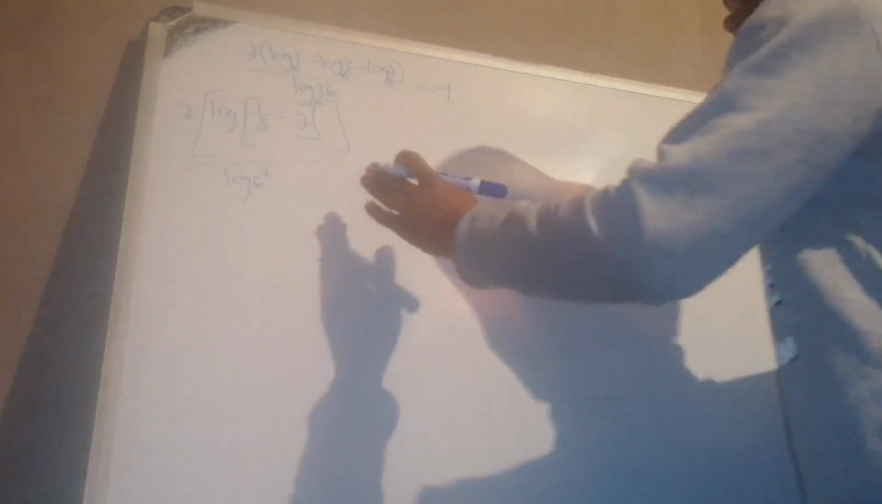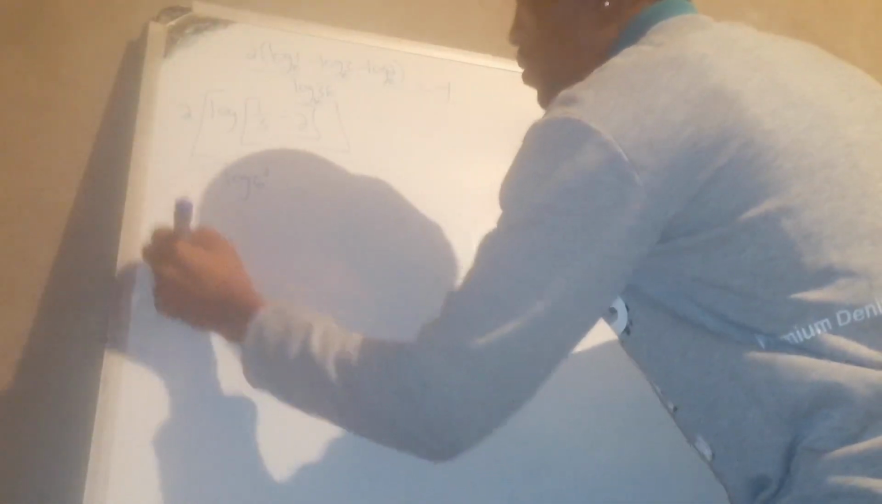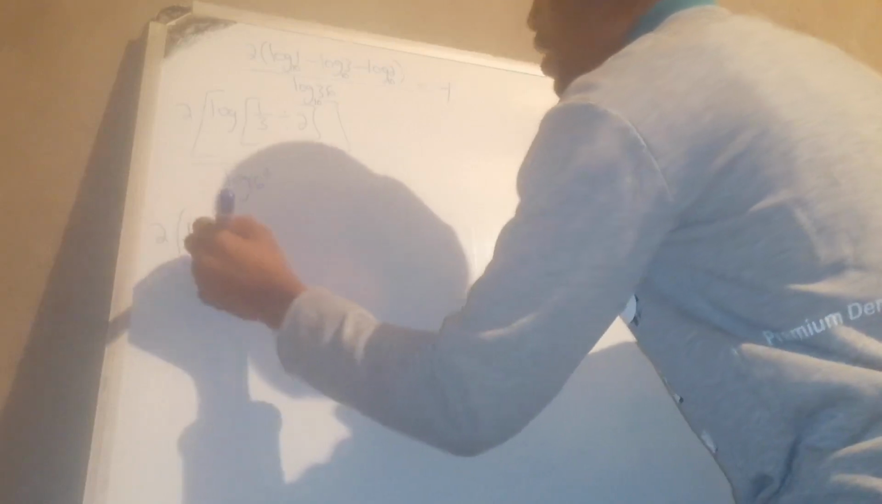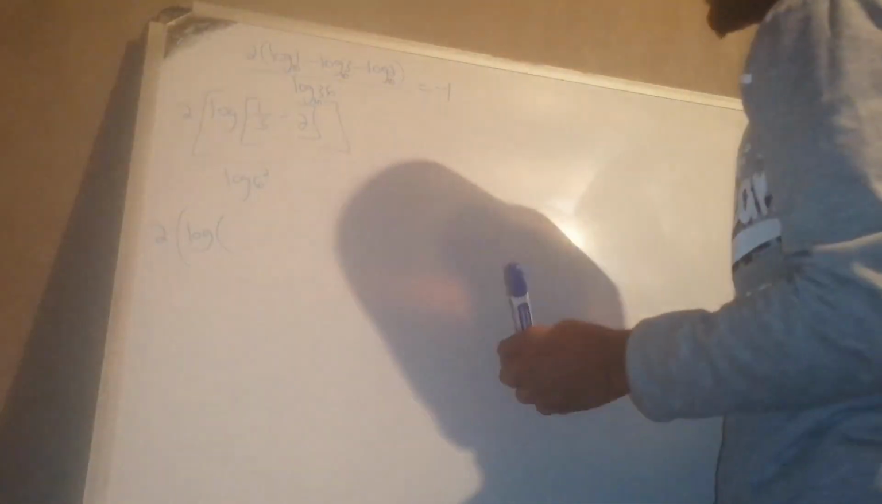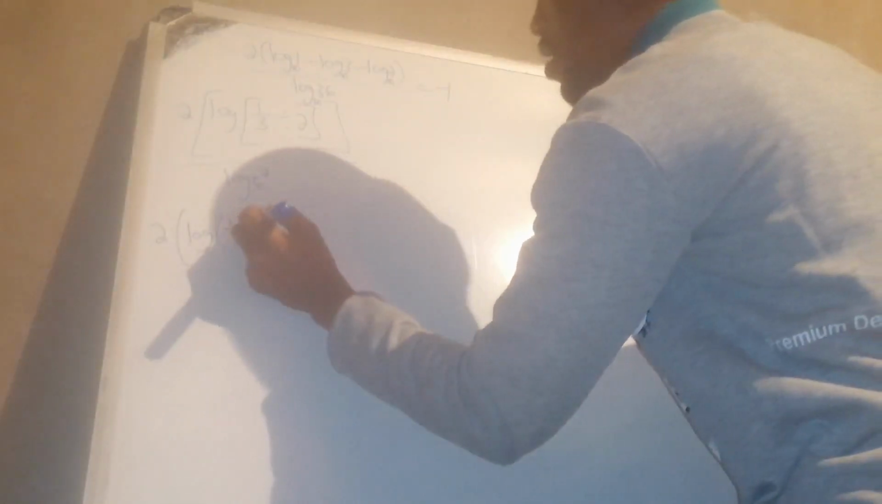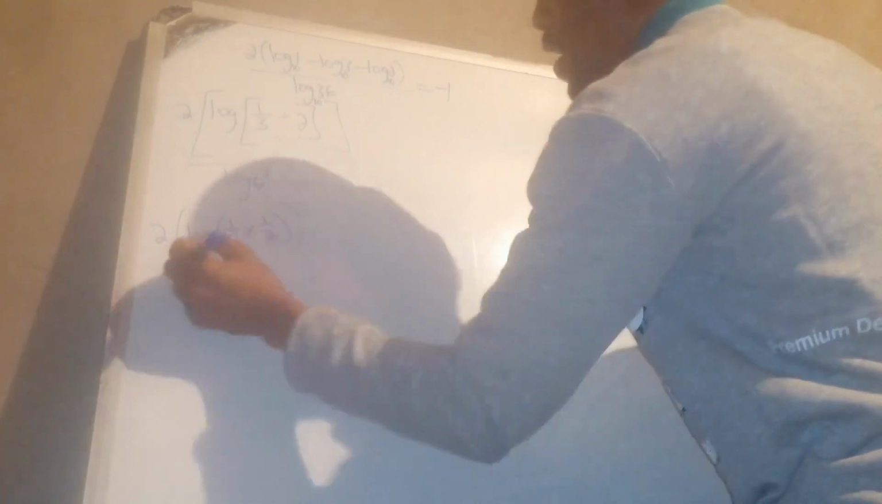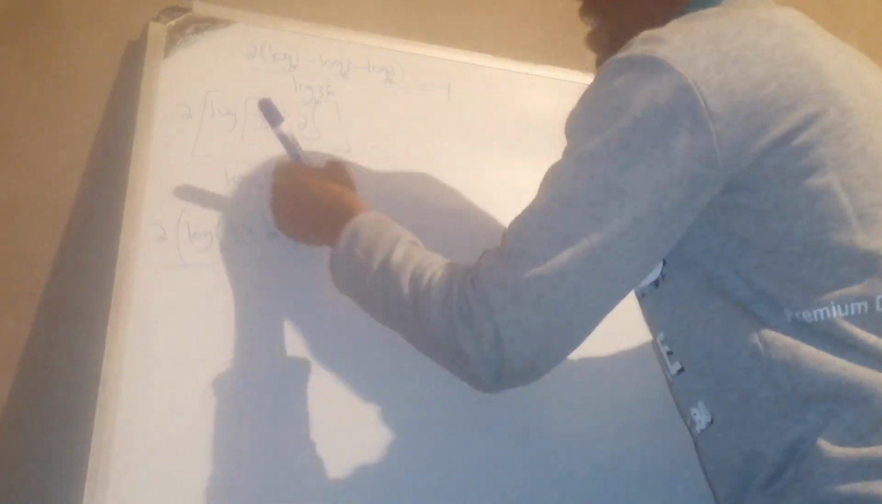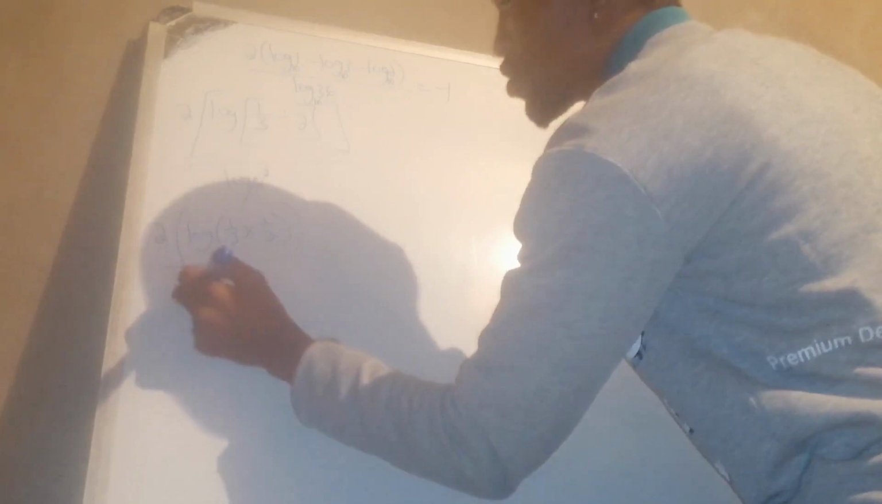Alright, so this is what I have. And I will say the log of 1/3 divided by 2. This is the same as 1/3 times the reciprocal, that will be 1/2. And this is being divided. I can take this to this side, 2 log 6.